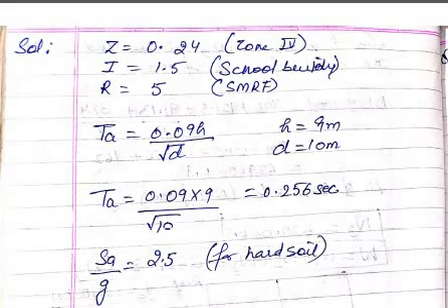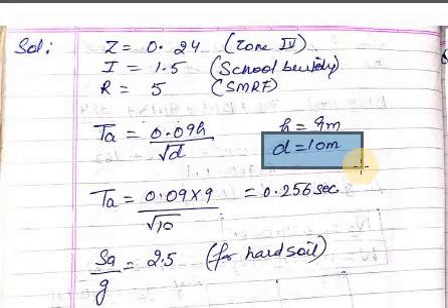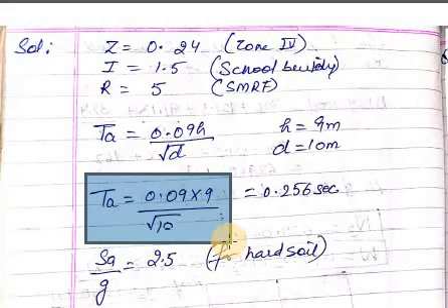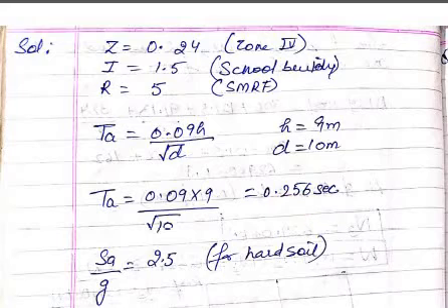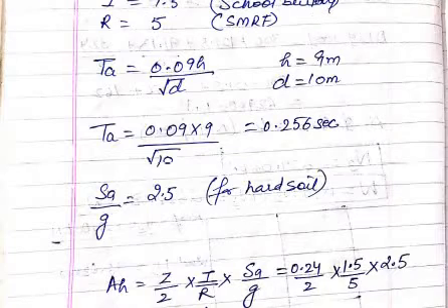As we are using the frame that we have done in the last lecture, the value of H is 9 meter and the value of D is 10 meter. Then the value of Ta comes out to be 0.256 second. By using this value of Ta, 0.256 second, we get the value of Sa upon g as 2.5.